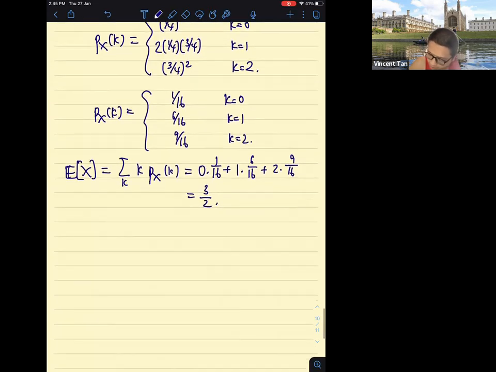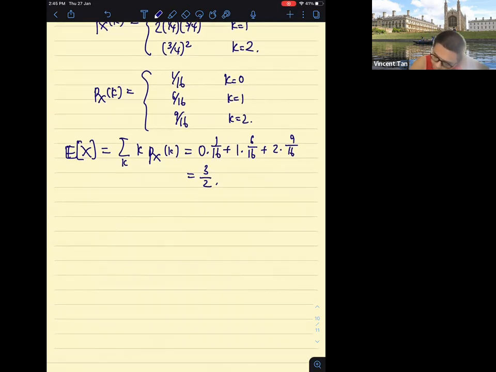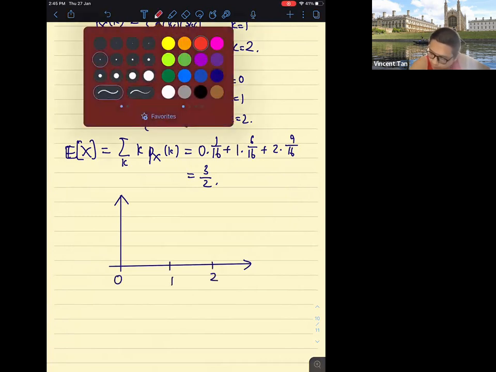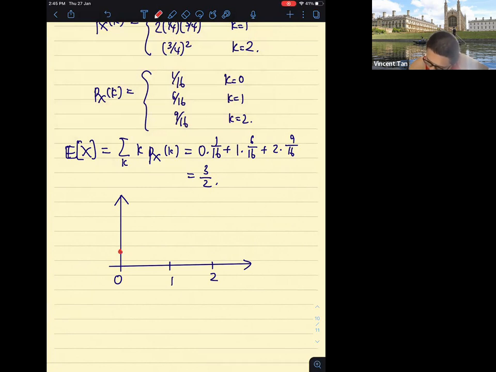Okay, so expectation can also be regarded as center of mass, center of gravity. Why can this be regarded as so? In this particular random variable, it can only take on 3 values, 0, 1, and 2. If you tabulate these, if you draw this out, you see this 1/16, maybe this is too high, 1/16, and this is 6/16, and that is 9/16 here. Maybe this should be a bit higher, but I think you get the idea.